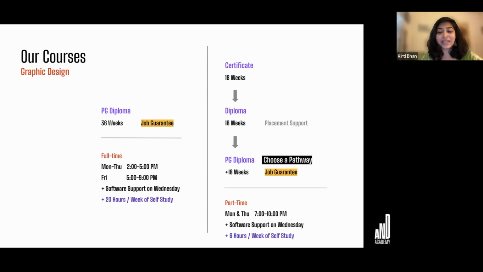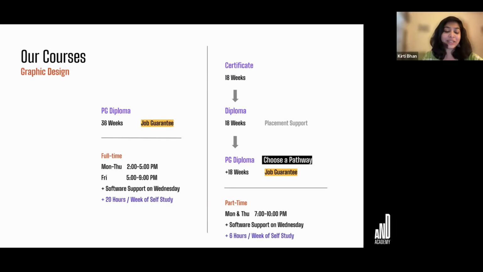Now talking about the left side of the screen, which is the full-time PG Diploma, it is 36 weeks. There is no stackability for this one. There is only stackability for the part-time, for a reason. For full-time, you have a job guarantee, but with the same disclaimer that I just shared.